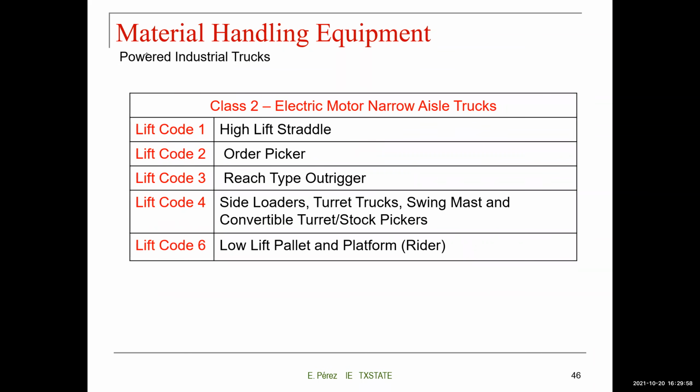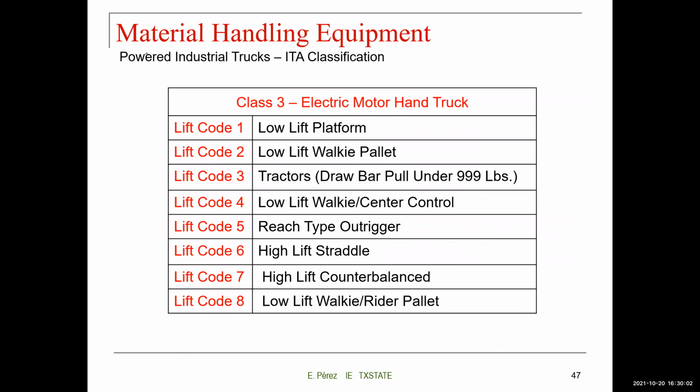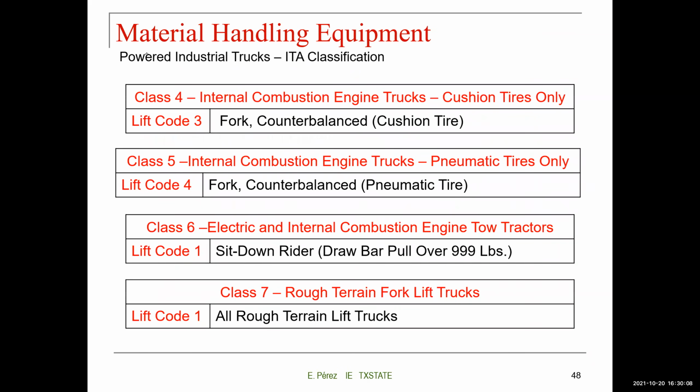So class 2, electric motor narrow aisle trucks. For lift code, class 3, electric motor hand trucks. So we have 8 lift codes. For class 4, we only have 1 lift code. Class 5, lift code 4, class 6, lift code 1, and class 7, lift code 1.